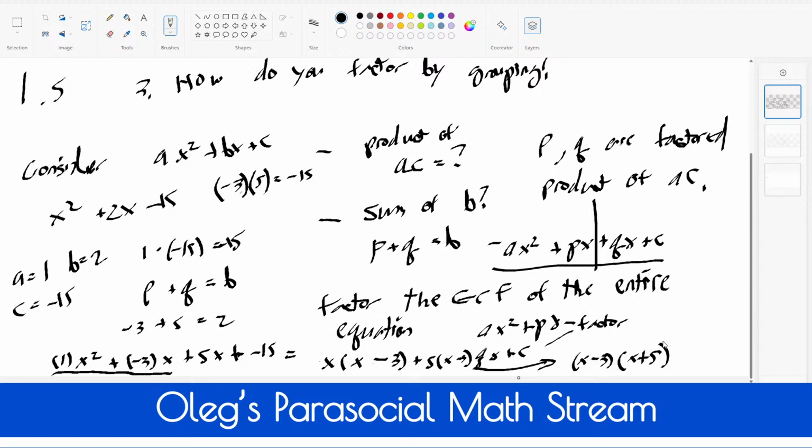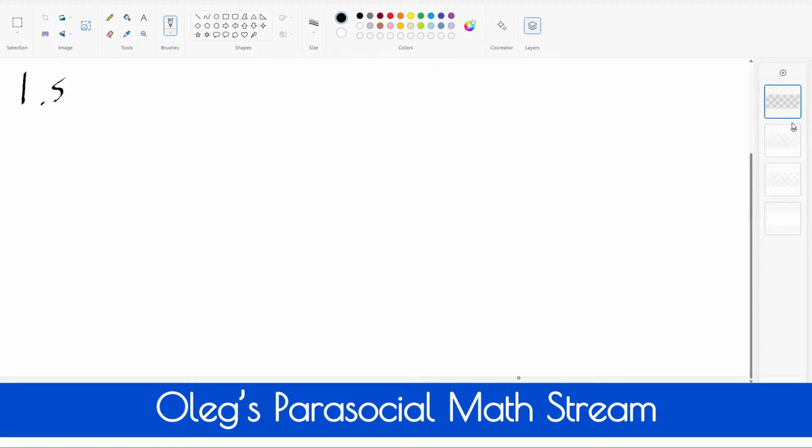Anyway, that was a very long-winded explanation, but yeah, that's how it is done. In the book, it is factored by grouping, page 51, if you want to go check it out yourself. All right, let's keep rolling along.